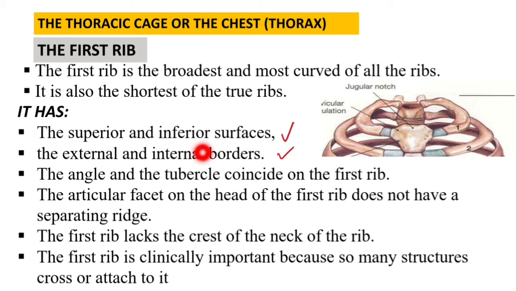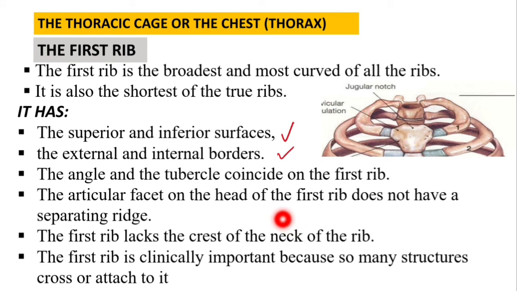The angle and the tubercle of the first rib coincide. The articular facet on the head of the first rib does not have a separating ridge. That crest is not there in the first rib. And the first rib lacks the crest of the neck of the rib, and another crest on the what?